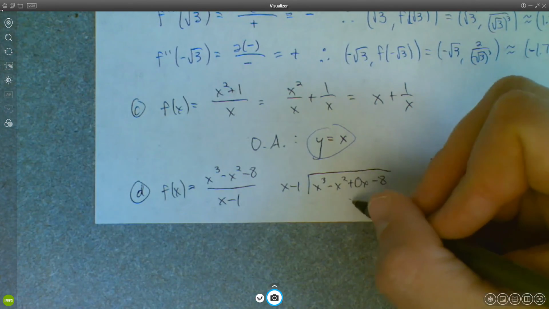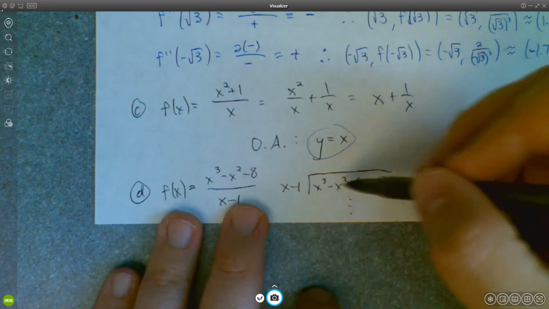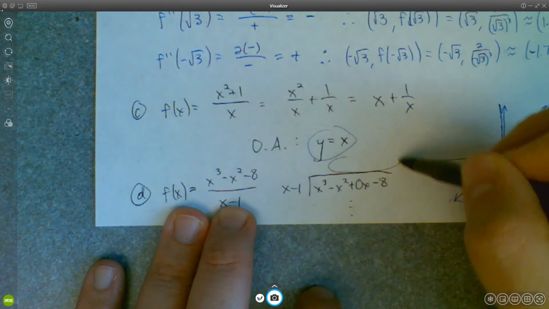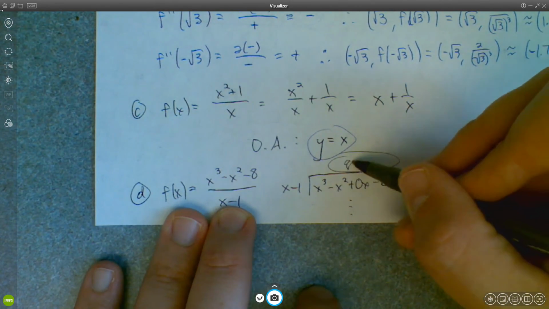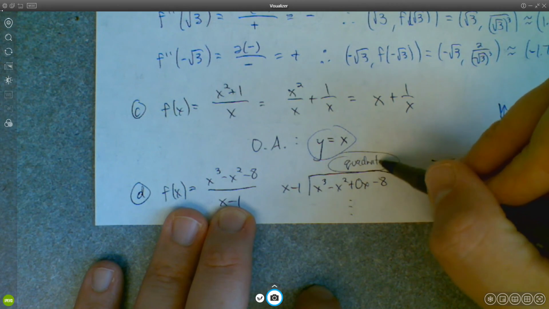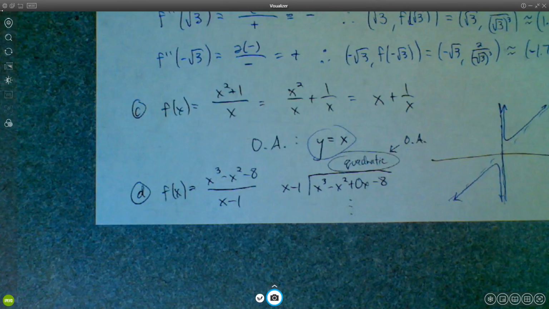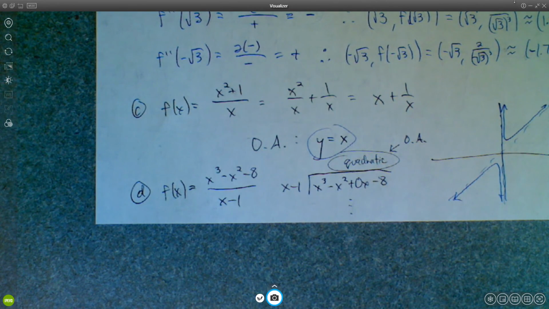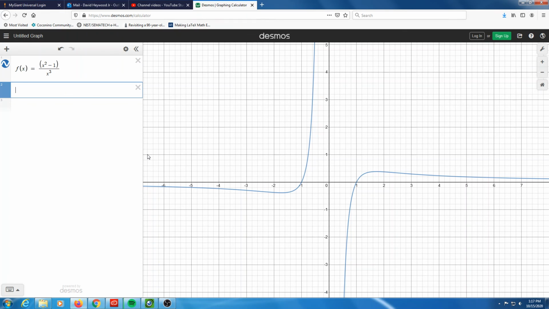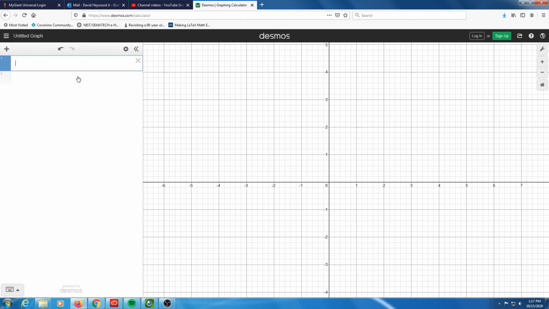Anyway, I'm not going to finish the problem. But what you're going to end up with when you do that long division is up here you'll end up with some kind of quadratic. And so that tells you that your oblique asymptote is a quadratic equation in that case. And let's just look at that one in Desmos real quick so that you get some sense for what I'm talking about.